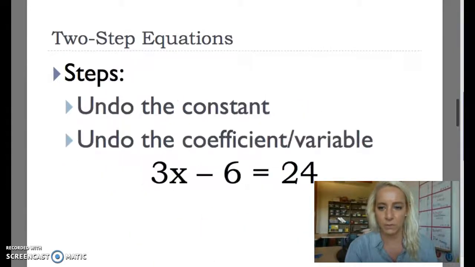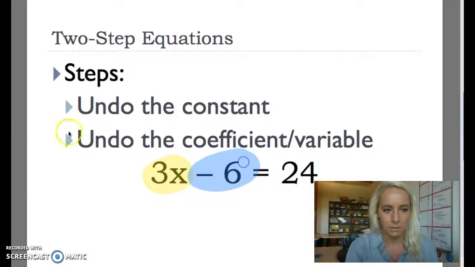Now let's solve a two-step equation by using the steps. So the first thing you do to solve a two-step equation is undo the constant. The second step is to undo or use inverse operations towards the coefficient and the variable. So again, I'm going to highlight my coefficient and variable, and I'm also going to highlight my constant. So I'm going to walk you through the steps.